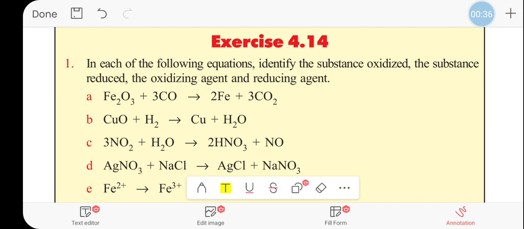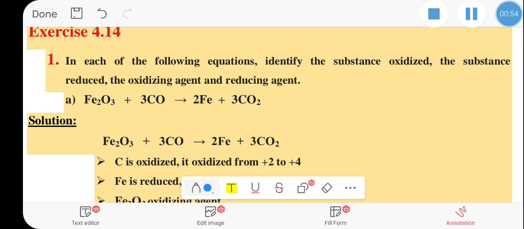Exercise 4.14 has two questions, but each question has A, B, C, D, many questions. Let us start to solve these questions. Question number 1 says that in each of the following questions, identify the substance oxidized, the substance reduced, the oxidizing agent and reducing agent.